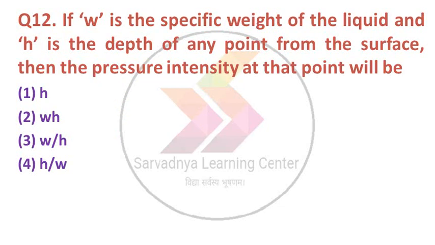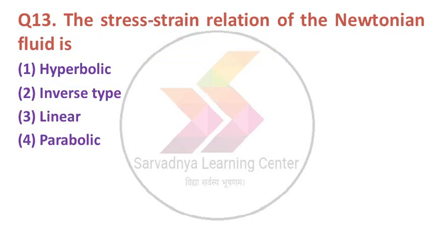Next question: if W is the specific weight of the liquid and H is the depth of any point from the surface, then the pressure intensity at that point will be option 1, H; 2, WH; 3, W upon H; 4, H by W. The correct answer is option number 2, WH. The stress strain relation of the Newtonian fluid is option 1, hyperbolic; 2, inverse type; 3, linear; 4, parabolic. The correct answer is option number 3, linear.